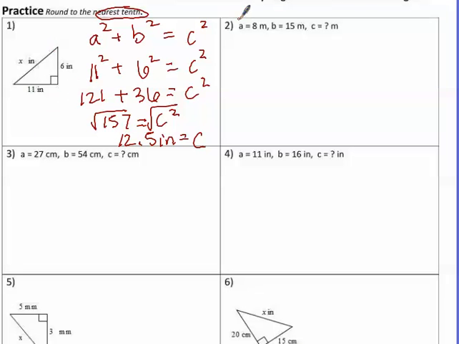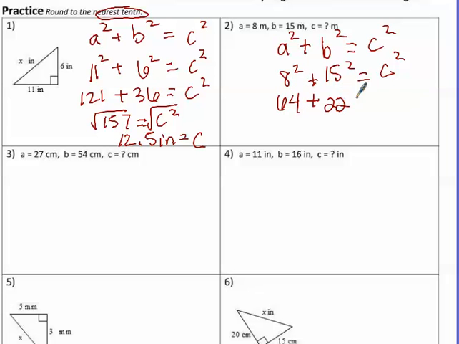You might not be given a picture. You may just be given the letters. So once again, write down your formula. A squared plus B squared equals C squared. A is 8, so 8 squared plus B, which is 15, 15 squared equals C squared. 64 plus 225 equals C squared. Adding 64 and 225, you get 289 equals C squared. Square root both sides to cancel out the power. The square root of 289 is 17 meters.